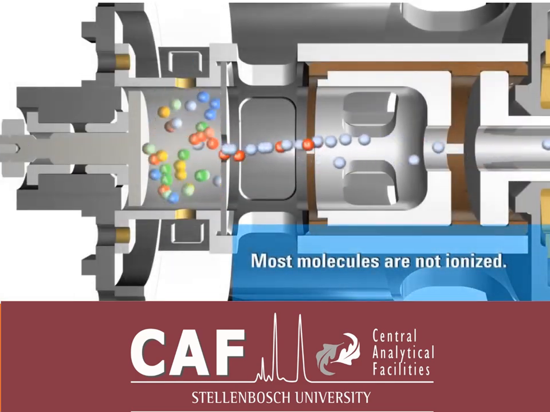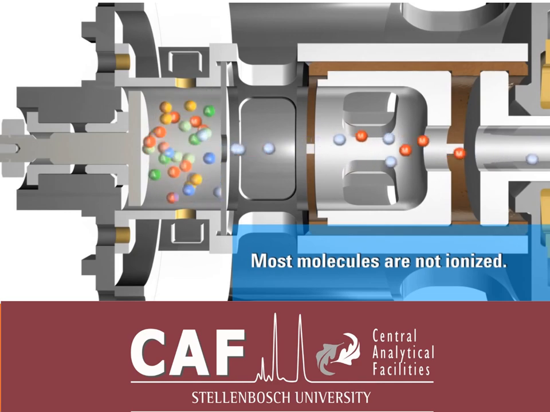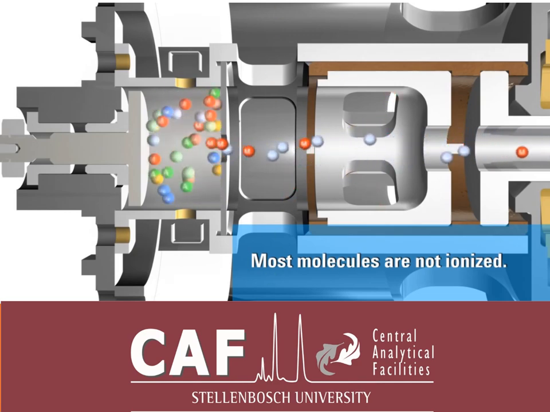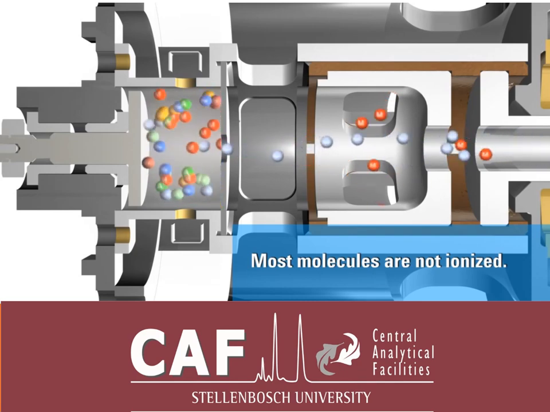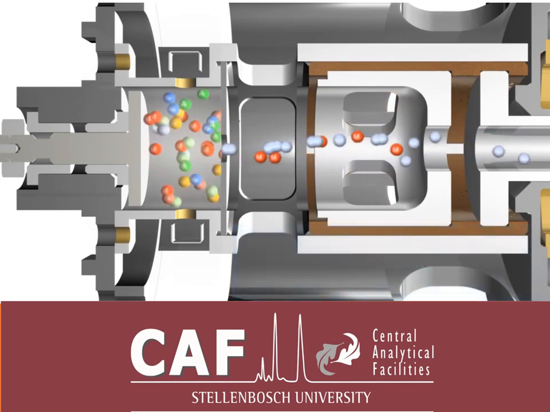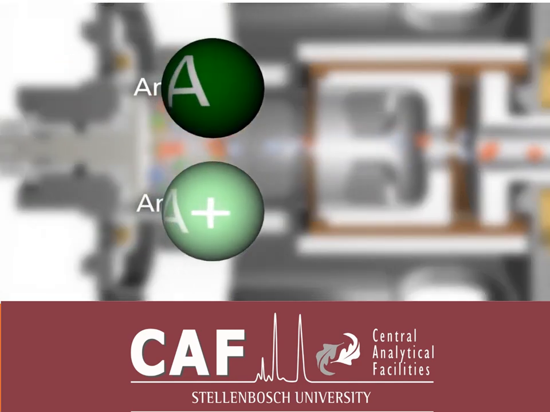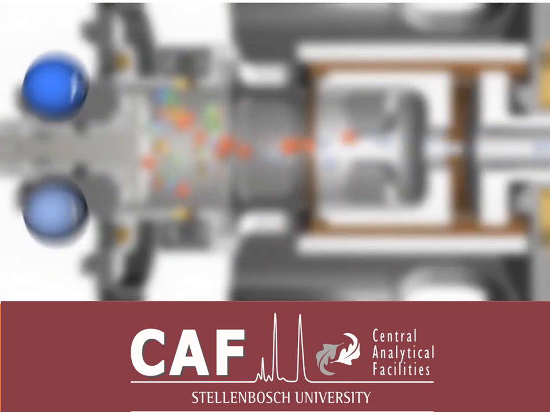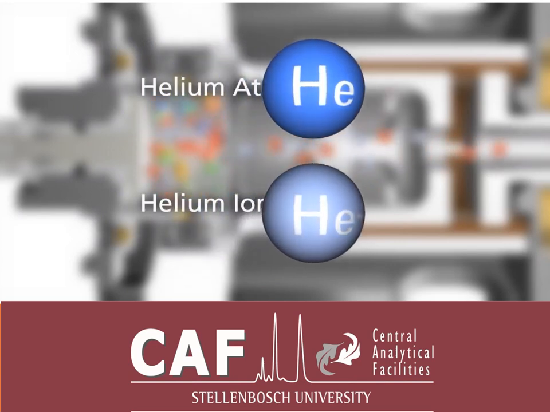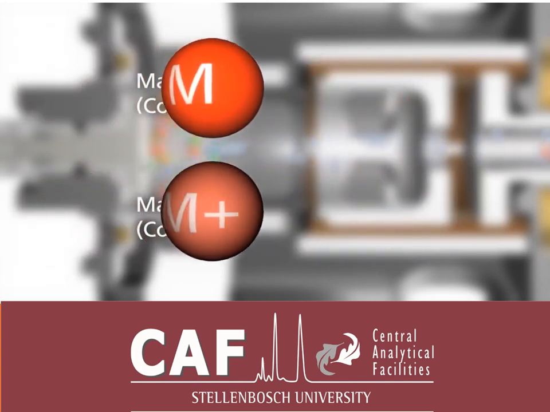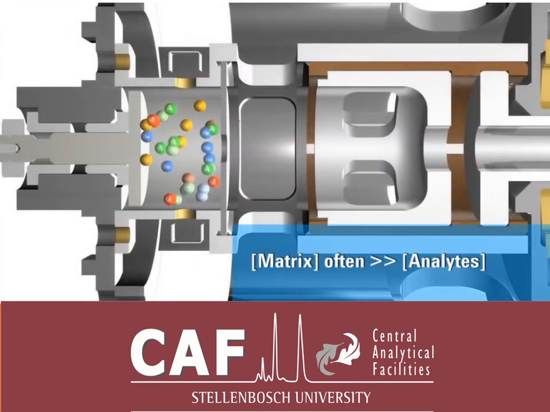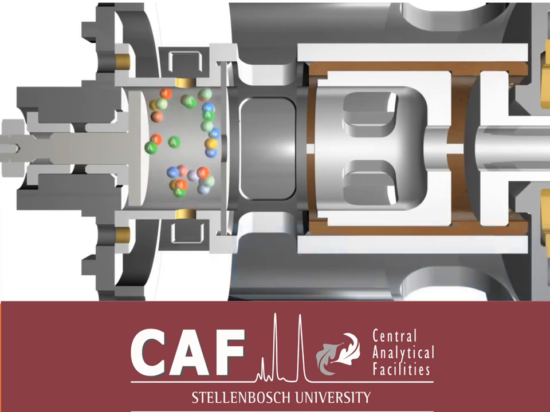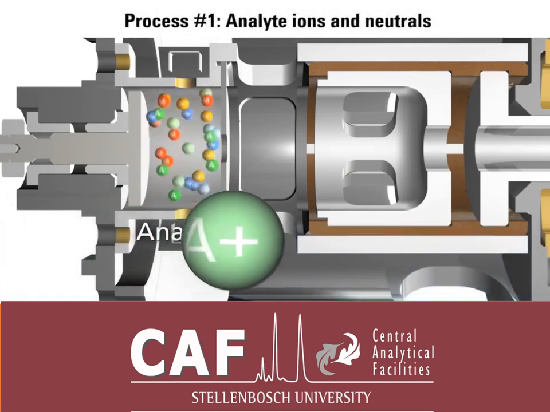Even for a high-performance source, ionization efficiency, as a percentage of molecules entering the source, is very low. This means there are many more neutrals than ions exiting the source. So a thorough description must include analyte neutrals and ions, helium neutrals and ions, column bleed neutrals and ions, and many more neutrals and ions from the matrix at concentrations typically higher than the analyte. To simplify the description, let's start with the analyte molecules and ions.